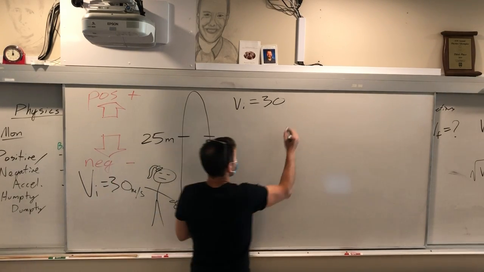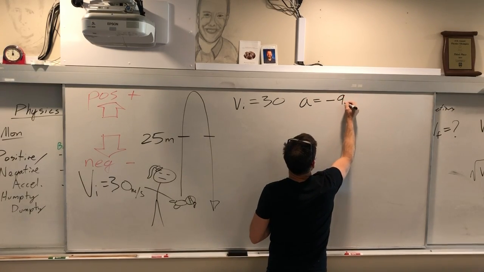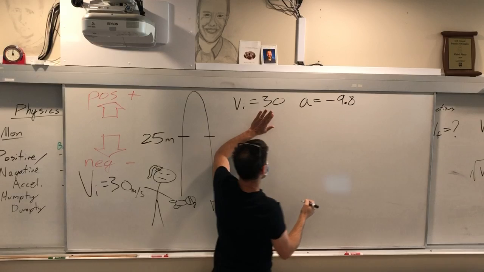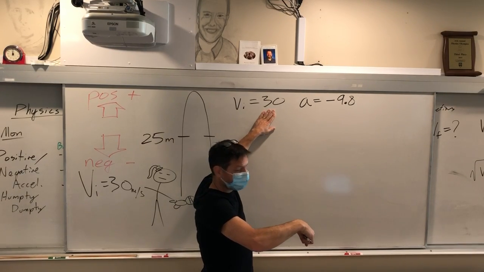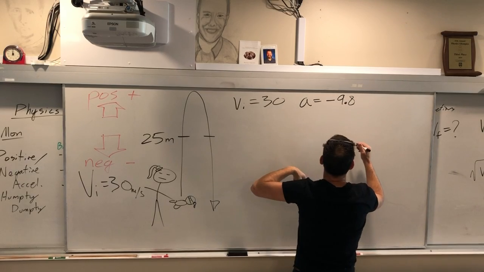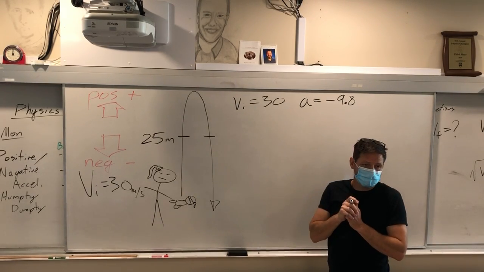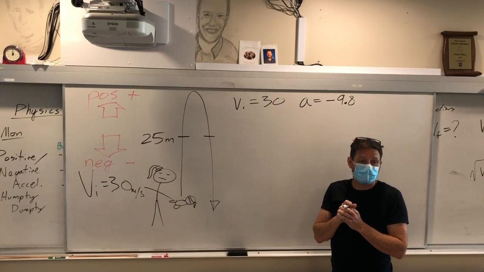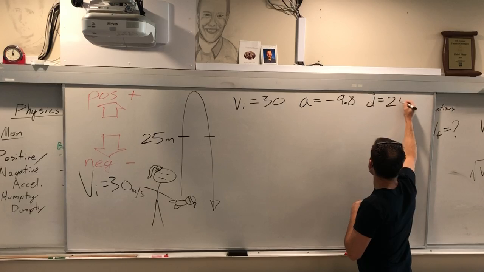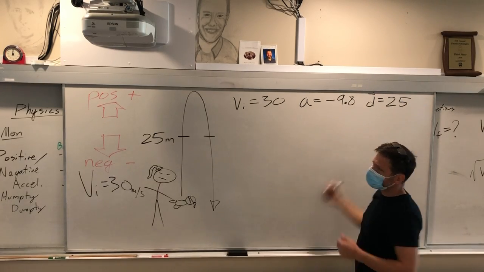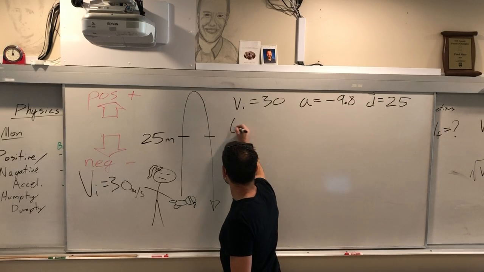We know the acceleration. What's our acceleration? And I'm going to say negative 9.8 because if up is positive, acceleration is downward, right? So this has to be negative. And we know one other thing. What else do we know? We know the displacement. Displacement is going to be positive 25 meters. And what are we looking for? We're looking for time.